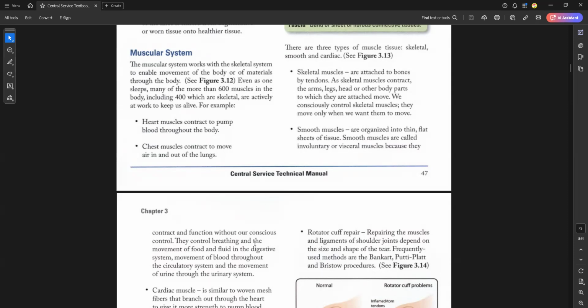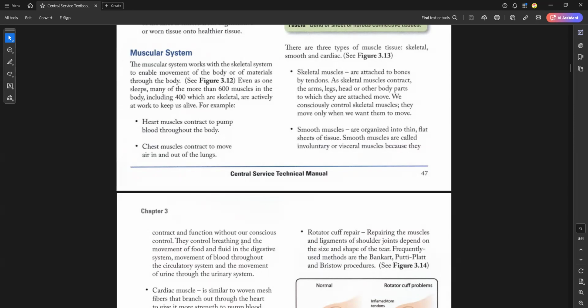Then we have the cardiac muscles, and that is like the heart that pumps blood, etc. You have the arteries and then the veins. We'll be looking at those things. When the lungs take in air, it goes into the blood, and then the heart will pump it. So these are the three types of muscles: we have the skeletal, the smooth, and then the cardiac muscle.